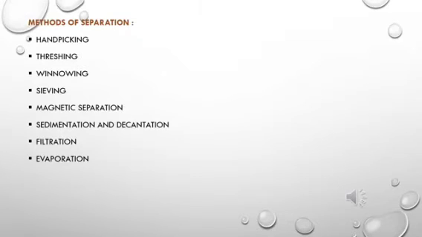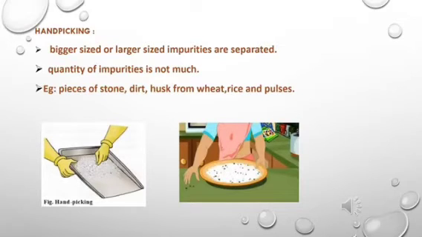The different methods of separation of substances are hand picking, threshing, winnowing, sieving, magnetic separation, sedimentation and decantation, filtration and evaporation. The first method of separation of substances is hand picking. As the name suggests, here we hand pick the impurities.